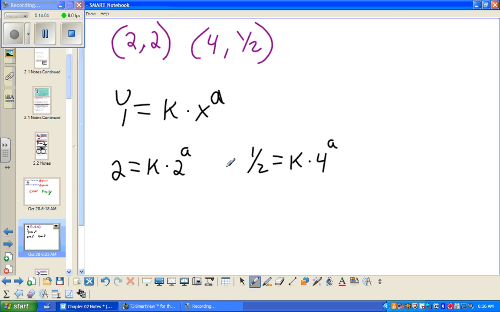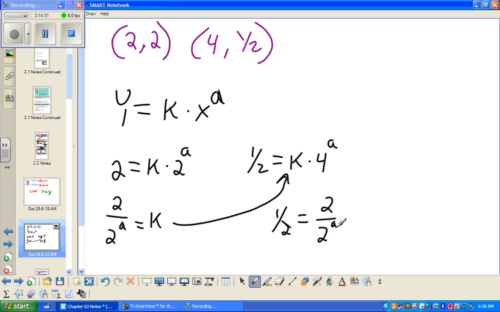And then in this case, I don't know outright what k is. So what I'd have to do, or one option would be I could solve for k. Like over here, maybe I'll solve for k. And then I'll plug that in for the k over here. So then 1/2 would equal 2 over 2 to the a times 4 to the a.